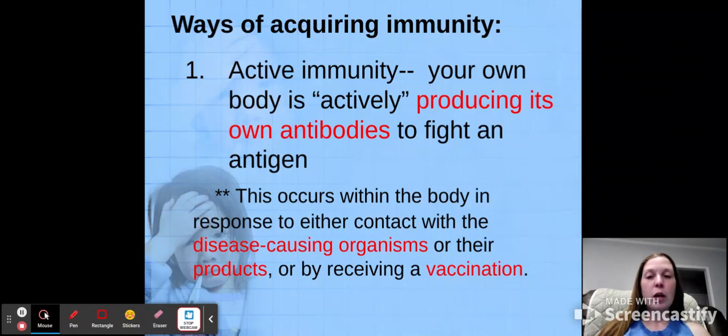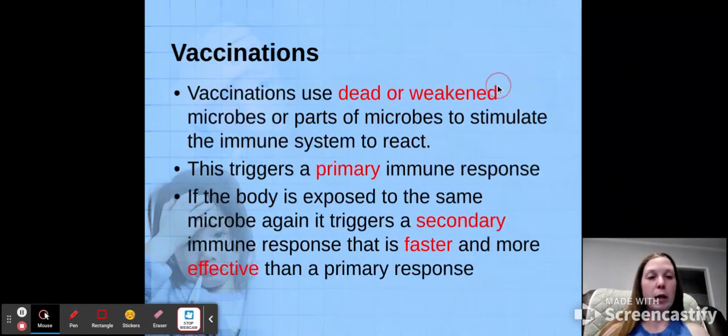So it can either be through a vaccine, through someone coughing right in your face. That's going to expose you to some stuff, or the products that come from organisms that are exposed. So vaccines, again, use dead or weakened microbes or parts of microbes to stimulate the immune system to react, and this will trigger a primary immune response.